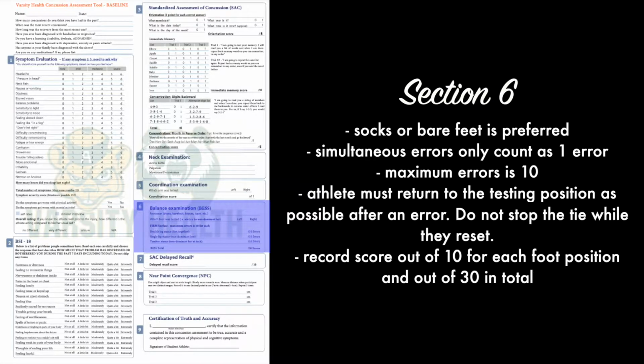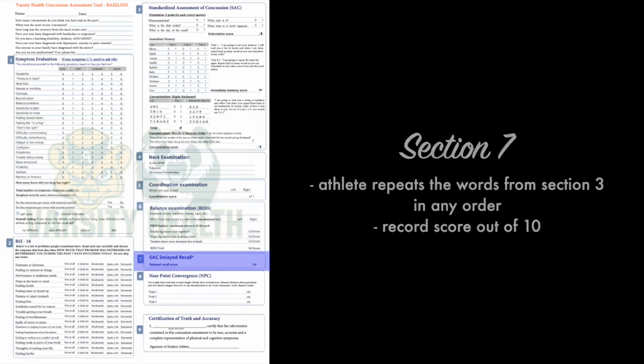Once all 3 positions have been completed, tabulate their score out of 30. If the athlete is unable to maintain the testing position for at least 5 seconds during the test, they receive an automatic score of 10. Multiple errors committed at the same time only count as 1 error. In this section, the athlete must repeat as many words from section 3 as they can remember. They can repeat these words in any order. Tabulate their score out of 10.